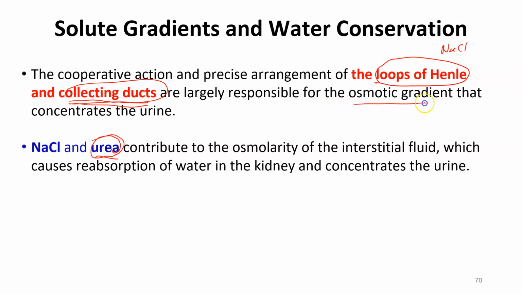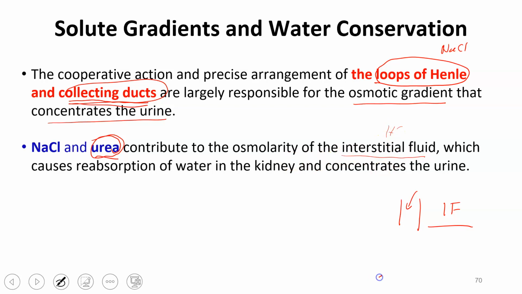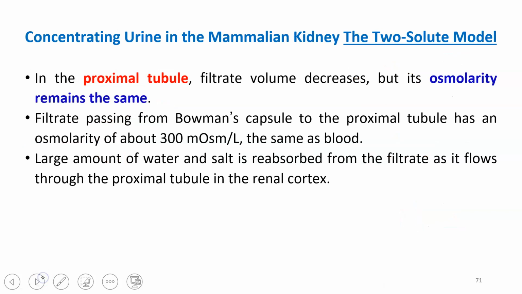So, responsible for the osmotic gradient that concentrates the urine. So you have to know that in the formation of urine there are two concentration gradients you need to take note of. One, the concentration of filtrate in the tubules and also the concentration of interstitial fluid surrounding the medulla region. Sodium chloride and urea contribute to the osmolarity of the interstitial fluid, which I abbreviate as IF, which causes reabsorption of water in the kidney and concentrates the urine.